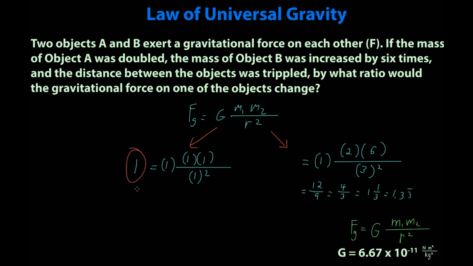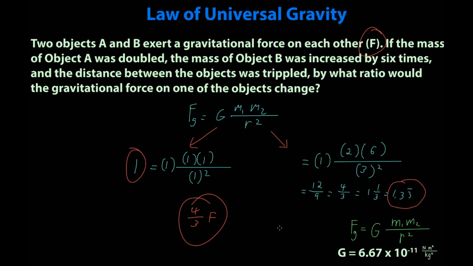This value represents my original force value. This one represents what happens to it. So the answer to this question is, if F was the original force value, and I doubled one mass, made the other one 6 times larger, and tripled the distance, the new force would be 4/3 F. That is how the force value would change. It would increase by 133%.